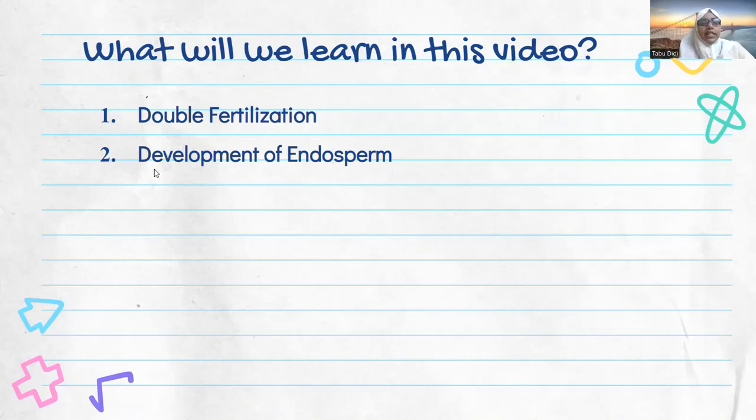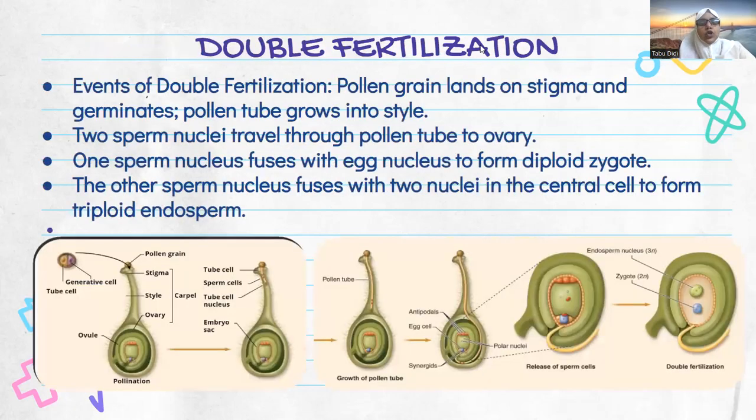So, double fertilization and development of the endosperm. Let's begin with the double fertilization. So what is double fertilization? Basically, it's the events, the stages that will take place in the fertilization process.